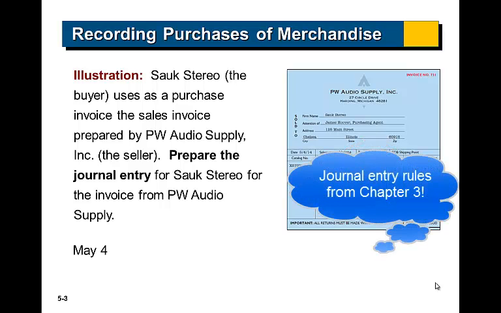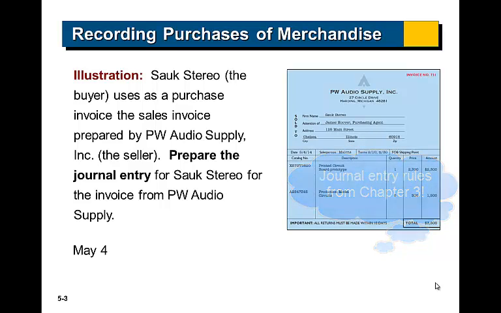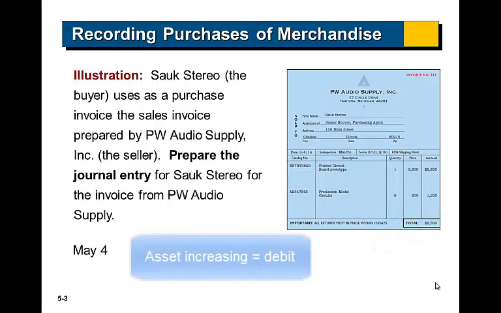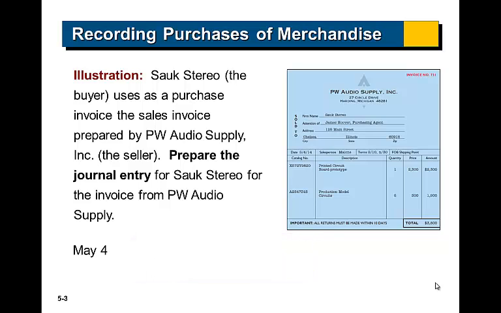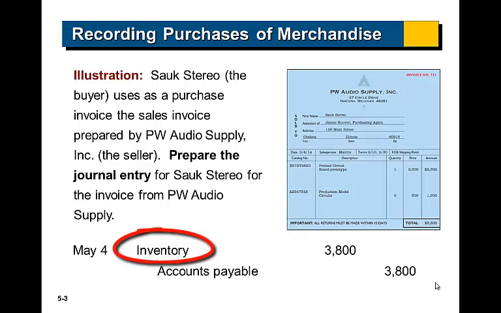We will apply the rules that we learned in Chapter 3. We know that we are purchasing an asset, so we need to debit the asset account inventory, and we should credit accounts payable because we are purchasing on account. Same rules as Chapter 3. We're just now using the new account inventory.